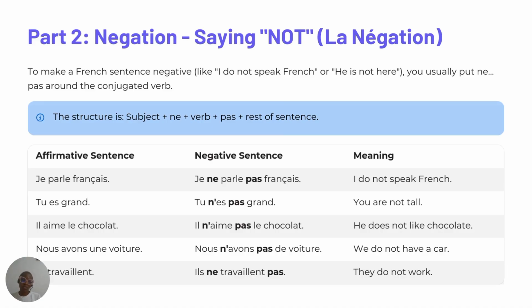Alright, so I want you to just take a pause. Look at it. Look at the affirmative sentence. Look at the negative sentence. Compare and contrast. So that makes you understand it better.